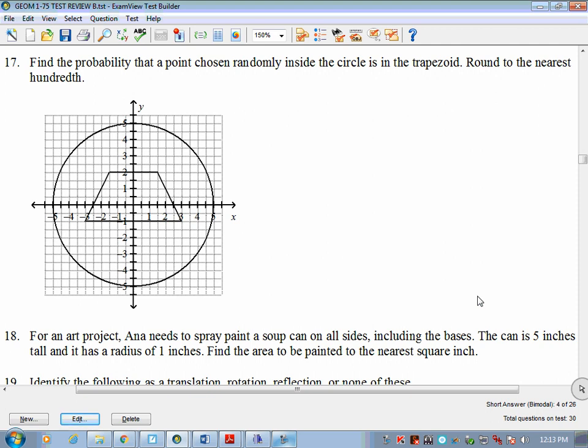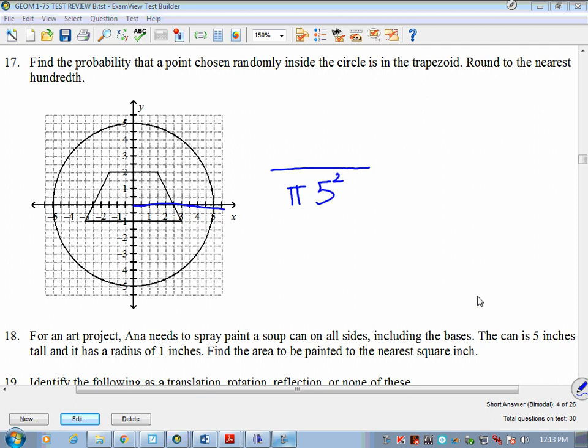Find the probability if a point chosen randomly is inside the circle, is also inside the trapezoid. So we want the area of the trapezoid over the area of the circle. That's how probability would work there. The tricky thing about this one is that these notches are not ones, they're actually halves. Okay, so my pi r squared down here is actually 5. So we got pi 5 squared.